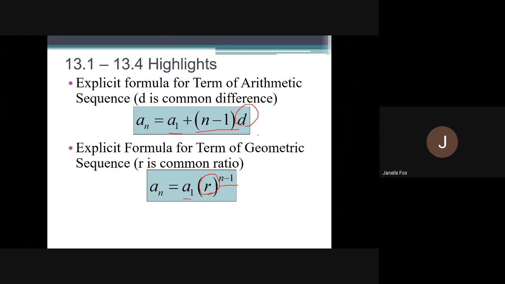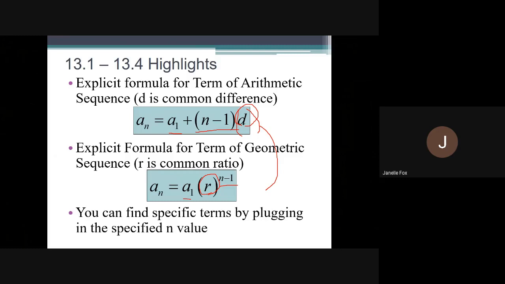When we evaluate these, of course, for both of these guys, you've got to watch your order of operations. And then especially up here on this arithmetic one, if this d is a negative number, go ahead and put that baby in parentheses. That would be a good choice. To find a specific term, once you figure out the rule, you just plug that n value into your formulas and you are good to go.